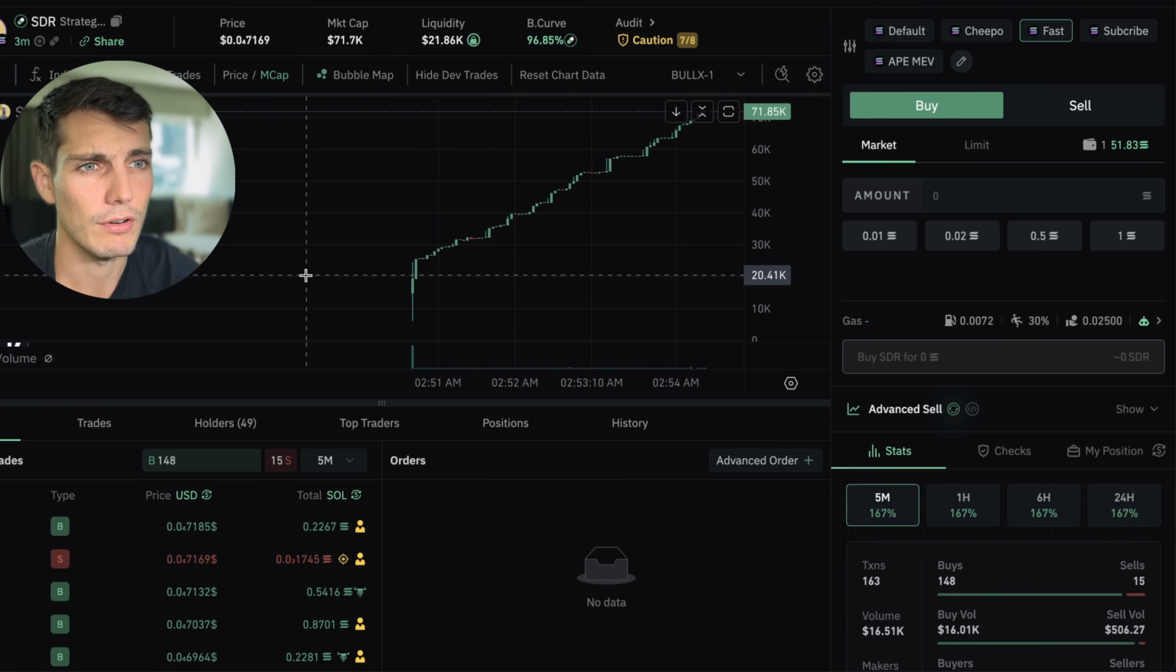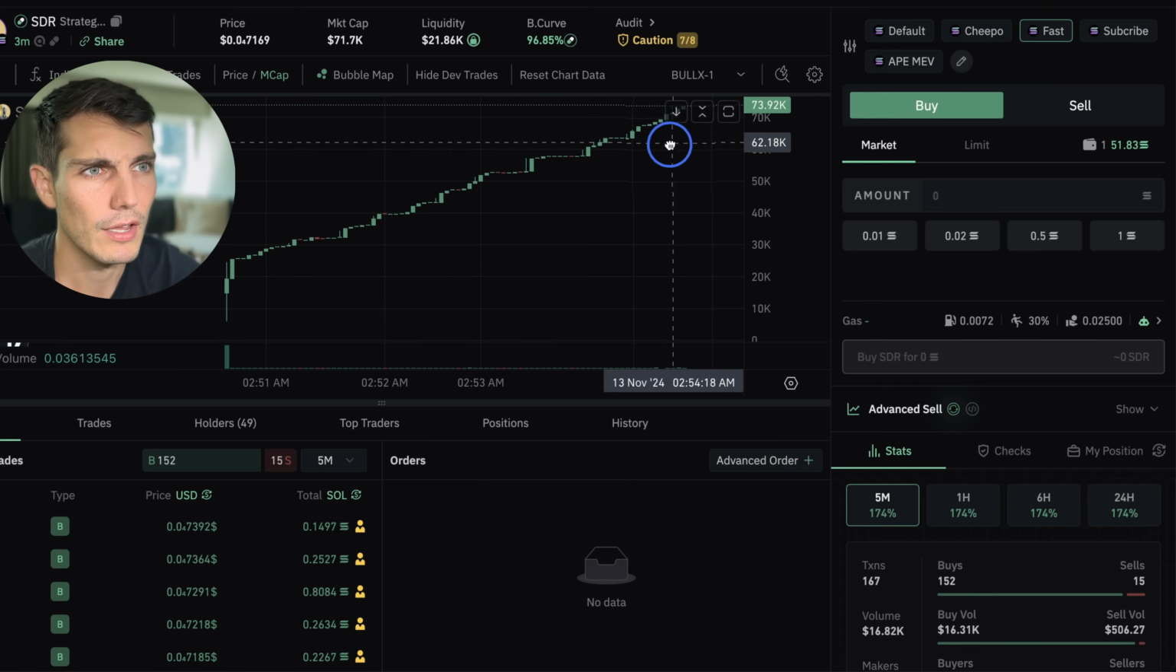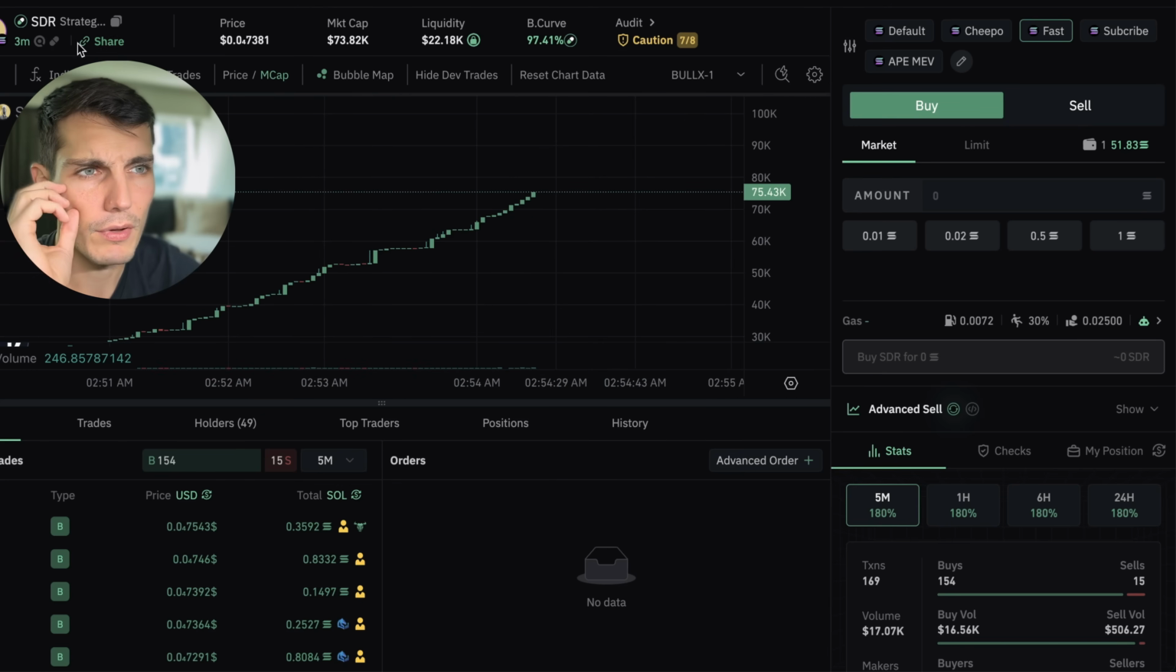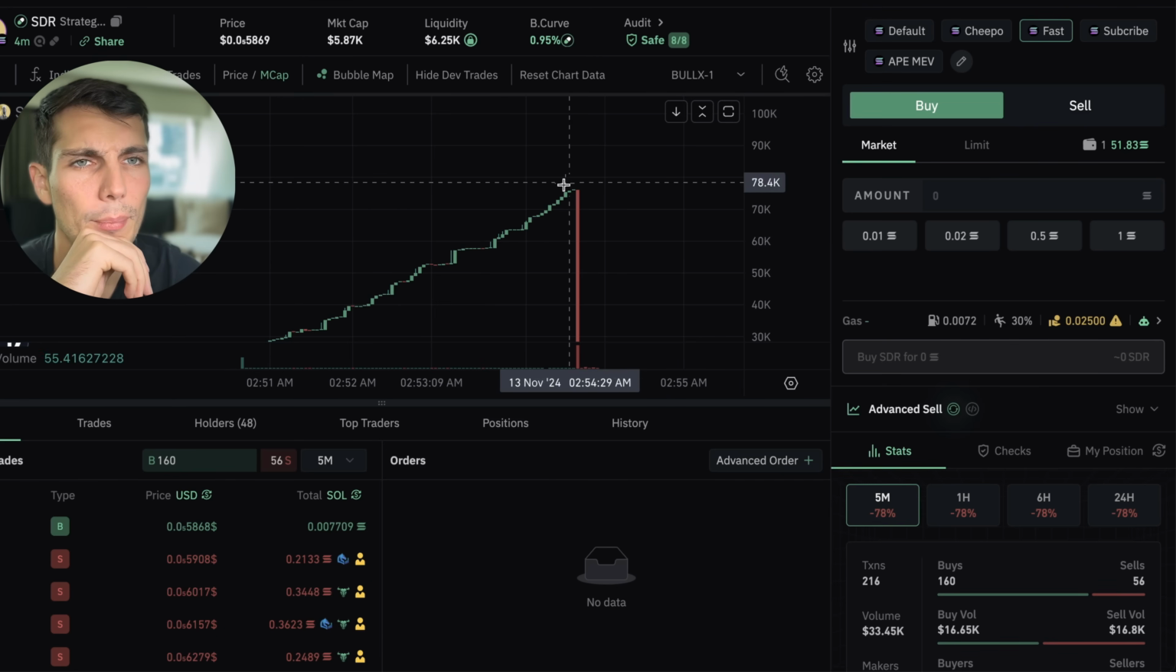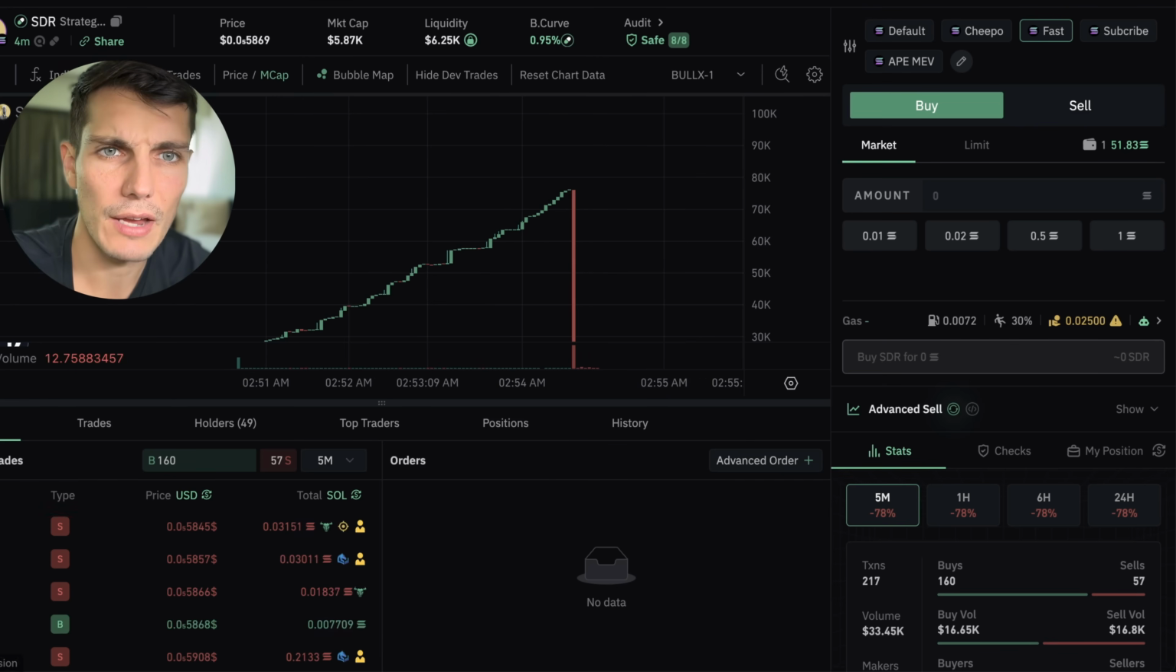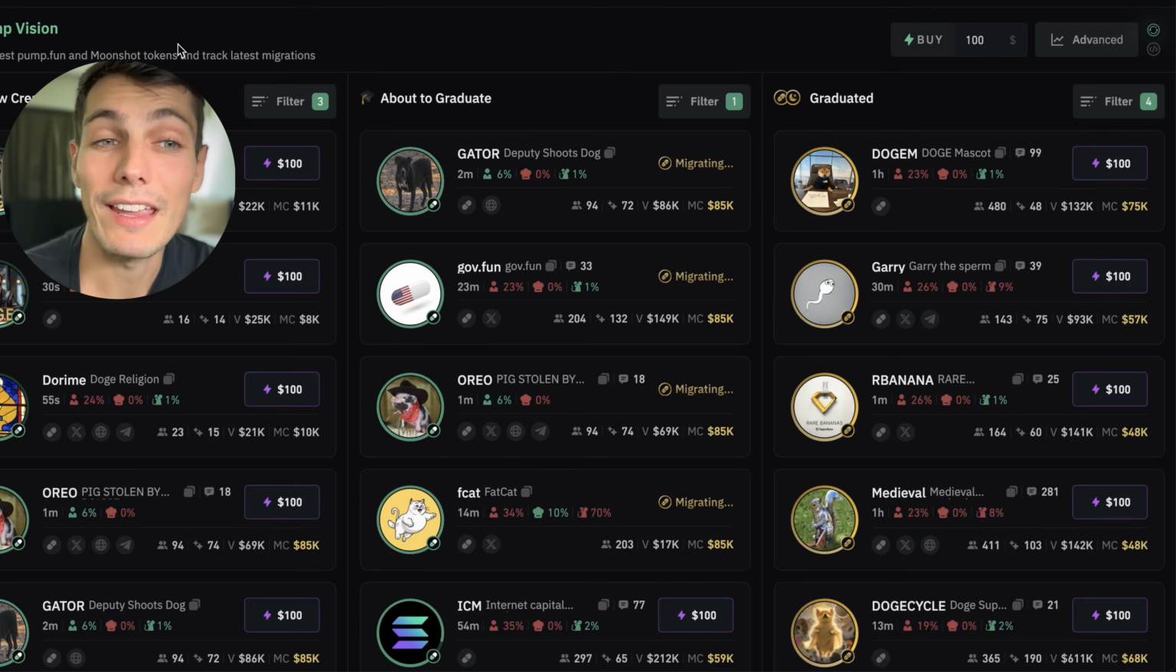I don't know what's going on. This is clearly a painted chart, by the way. I wonder if they're going to dump it right before it. There we go. That's exactly what happened. We will do a video another time about how to recognize those patterns if you are interested.